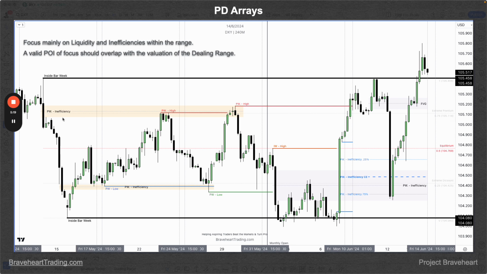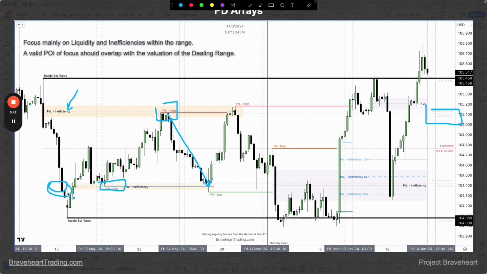So you have the previous week's inefficiency here. We can see how price uses this for a move to here, mainly because it's at the extreme premium matched with the PD array. Then it seeks previous week's low here, and also this old exhaustion gap here from the inside bar week here. So notice how price seeks the extreme discount here, and that's the reason why this liquidity pool is key here.